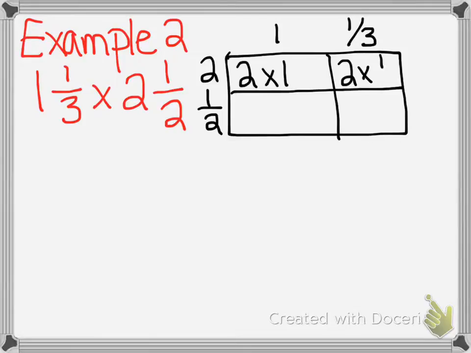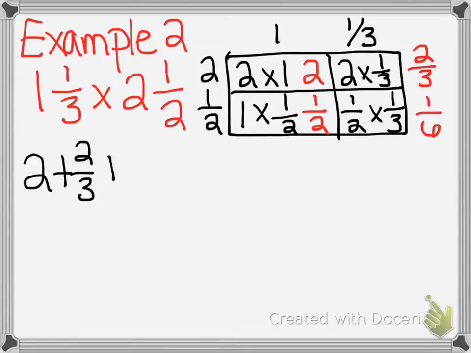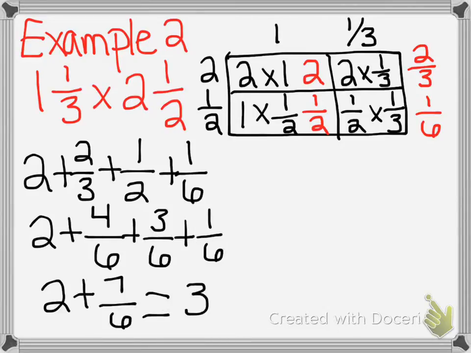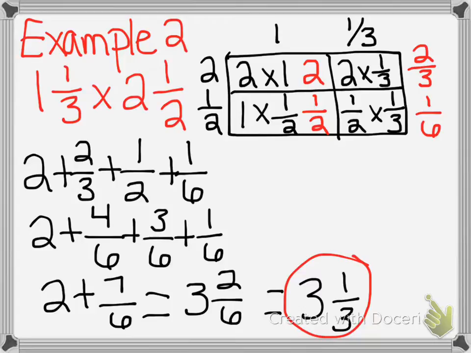Remember, the first step is to draw your box, label it, and then correctly solve all the multiplication problems. Once you have done that, you will then add them all together. Remember, when you are adding, you have to find common denominators. You will then get your answer and make sure it is in simplest form. This answer is 3 1/3.